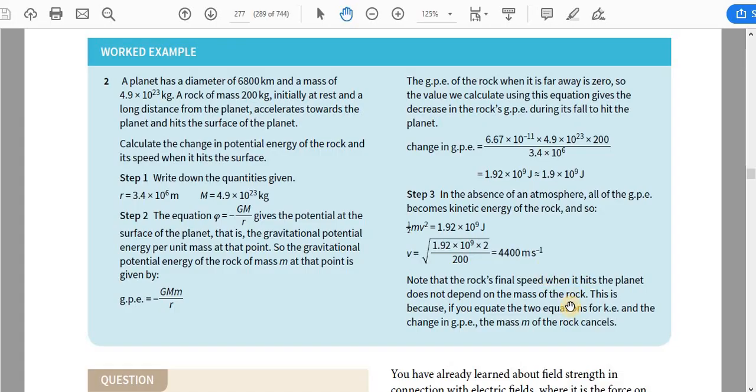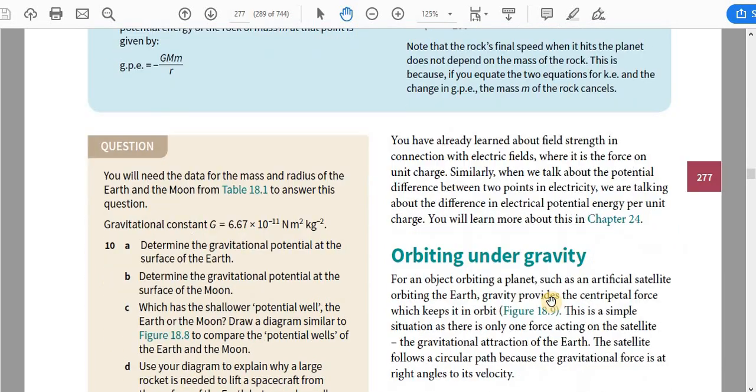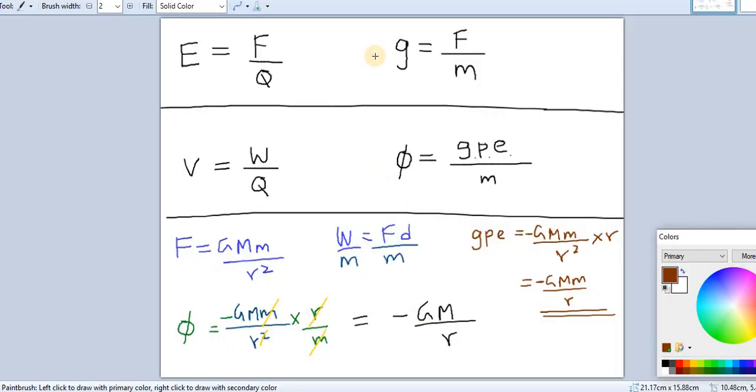Note that the rock's final speed when it hits the planet does not depend on the mass of the rock, because even if you use mgh over here, that m cancels out. If you set this equation equal to this one, the small m's cancel out. This is because if you equate the two equations for kinetic energy and change in gravitational potential energy, the mass of the rock cancels. I already showed you that. So very important, you can note down these equations. I can send you this one.